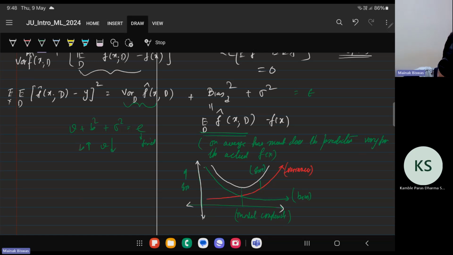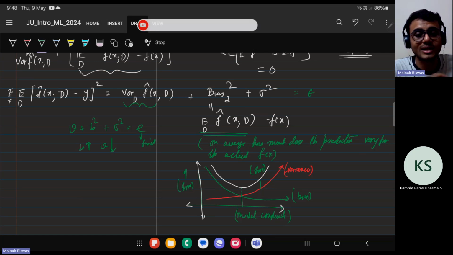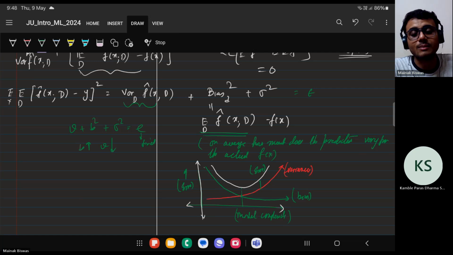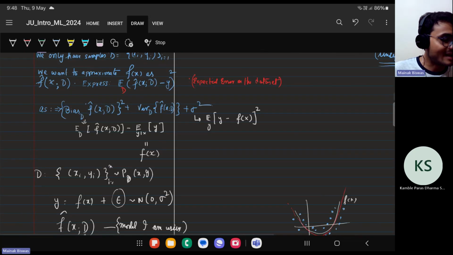I hope this is a good explanation of trying to understand that as you make a model more complicated, you will have lower bias, but higher variance. So with that, we end on analyzing this model.